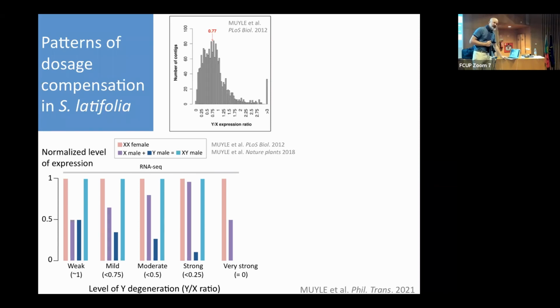This is not what we observed. What we observed is that the expression of the X in males increases as the level of degeneration increases, as the level of Y expression decreases, right? It's very clear on this graph. And so now if you look at the combined expression for all alleles, you can see that the expression is actually the same in males and in females for the different categories. So this is evidence for dosage compensation.